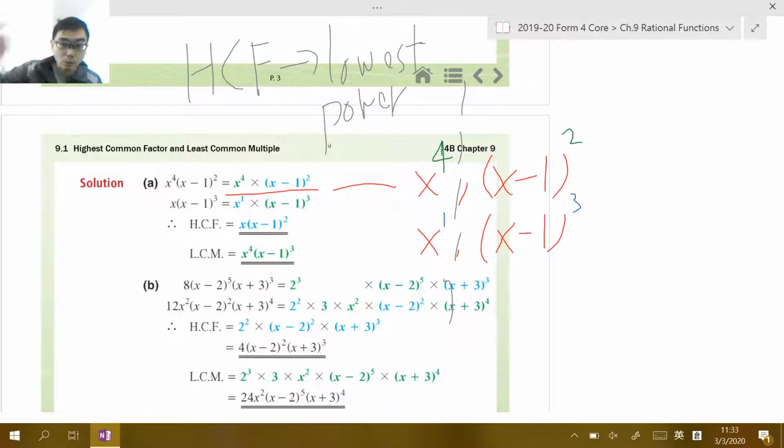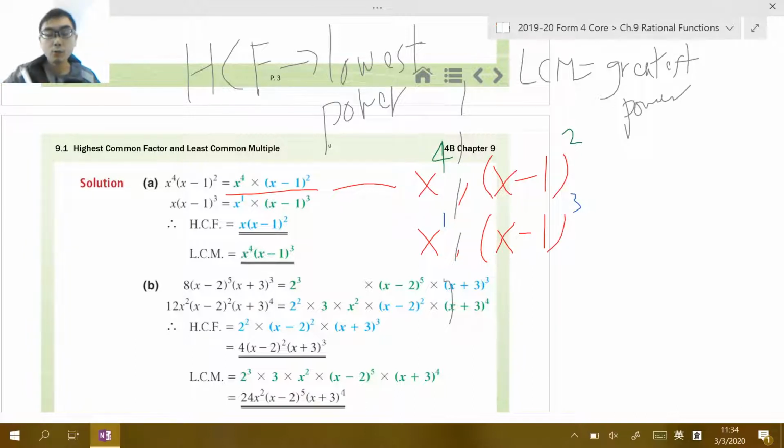For HCF, we reverse and take the lowest power. On the other hand, when we talk about the LCM, we have to take the greatest power. So what does it mean? It means that we need to see which power belongs to HCF and which power belongs to LCM.